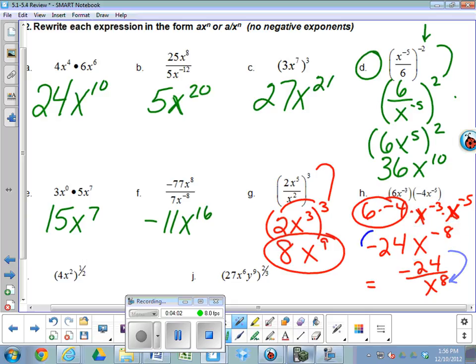Now listen. If all of this would have been in parentheses, now who owns the negative 8? Yep, both of them. They both would have ended up on the bottom. But the fact that there were no parentheses here means that just this is affected by the negative exponent.